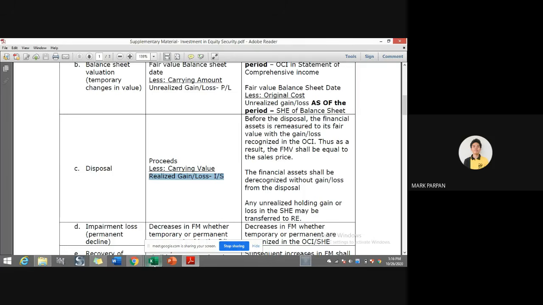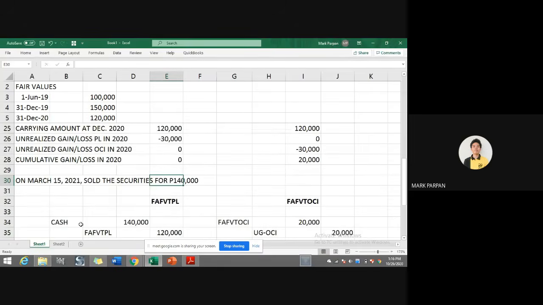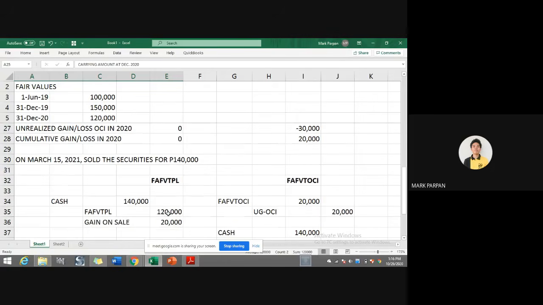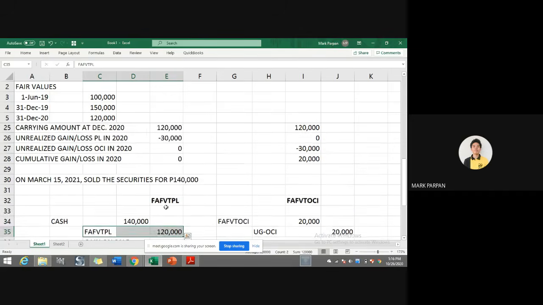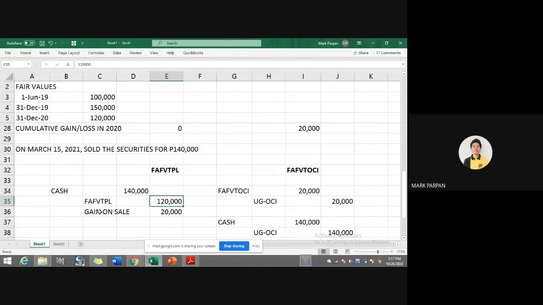Okay, so let's go back first to the exam before we go to OCI. Go back. So it was sold for 140. So, debit cash for 140. How much is your latest carrying amount? 120,000. So you have 120,000 there. Therefore, you have a gain on sale of 20,000. The proceeds are 140. The latest carrying amount, carried over from last year, is 120,000. The difference will go to gain or loss. That is the story of FVTPL. Very easy.